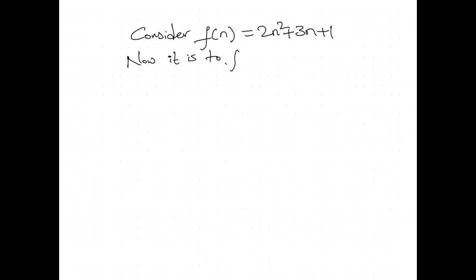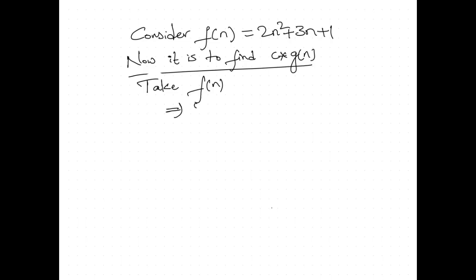Now we'll see an example. Consider f of n is equal to 2n square plus 3n plus 1. Now it is to find c into g of n. For that, what you need to do? I need to take f of n. What is f of n? 2n square plus 3n plus 1.